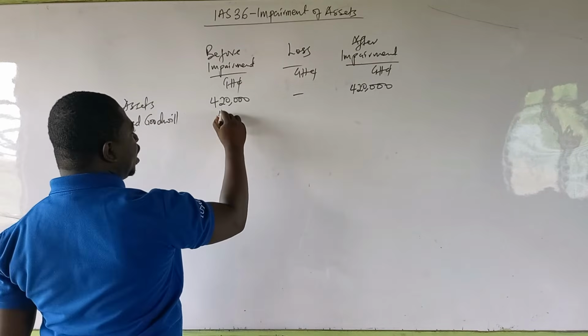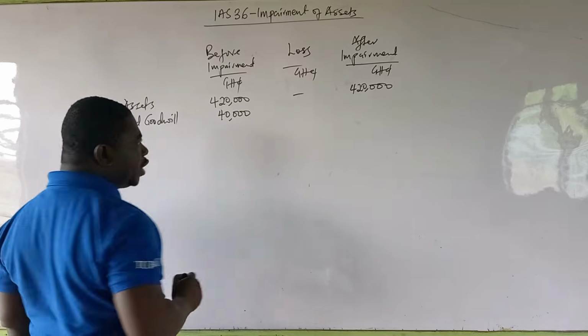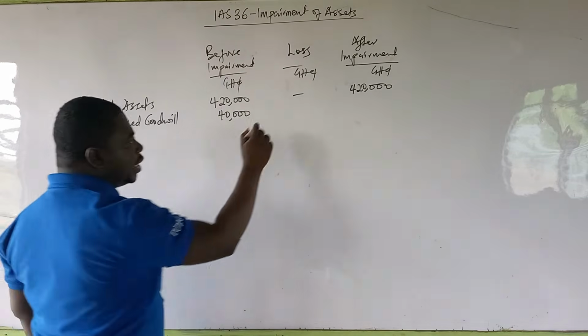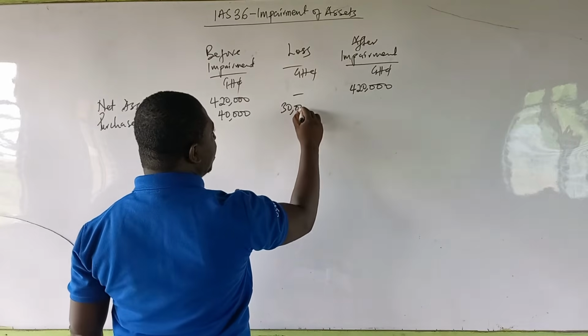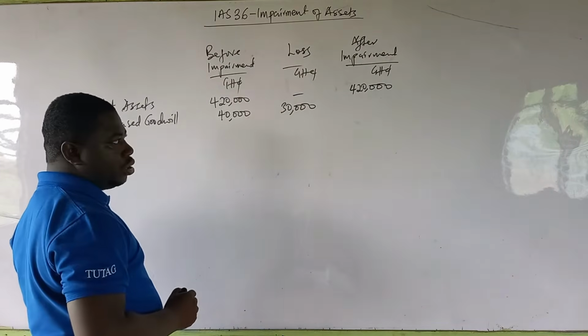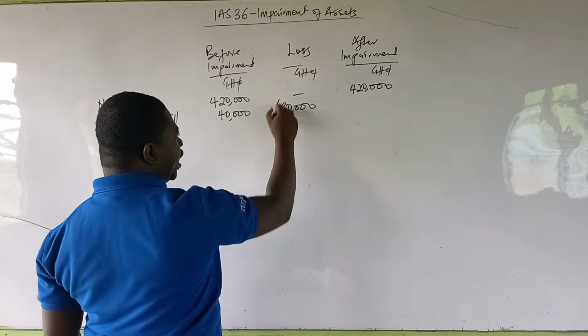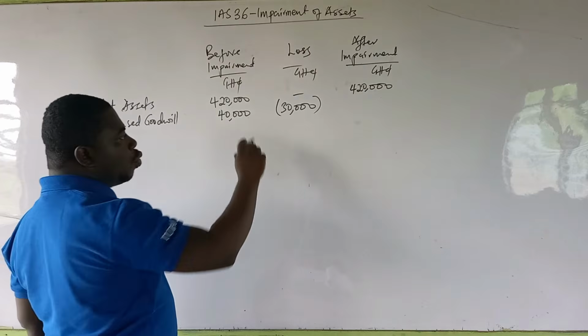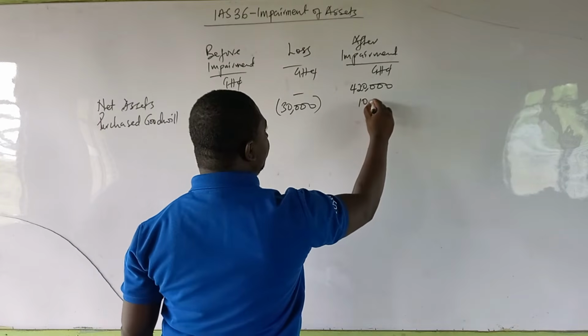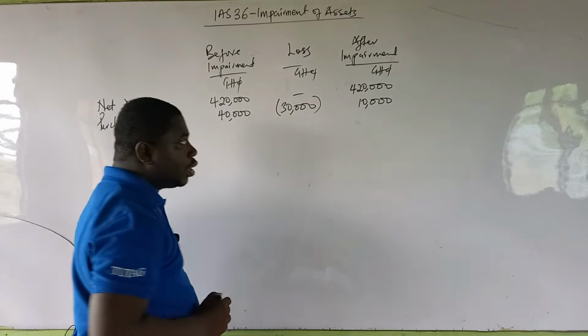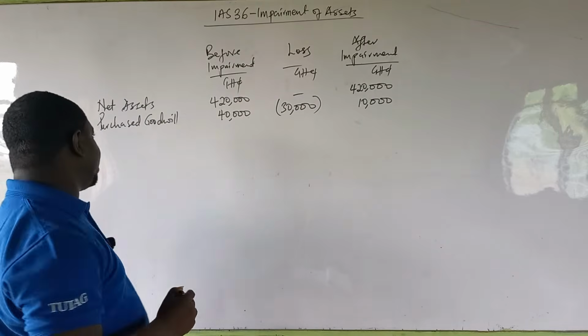Before impairment, the value was 40,000. We just calculated that we are allocating 30,000 loss to this. So it's like a negative something. So when you subtract that out, you'll be left with only 10,000 Ghana cedis for the purchase goodwill.